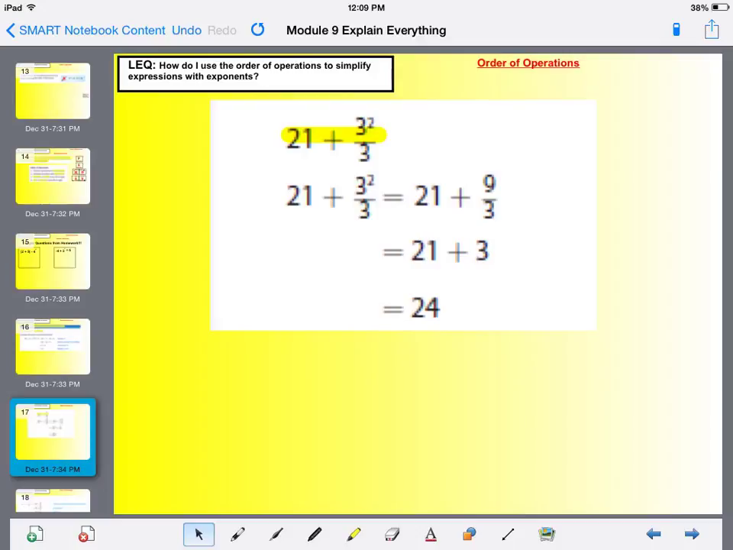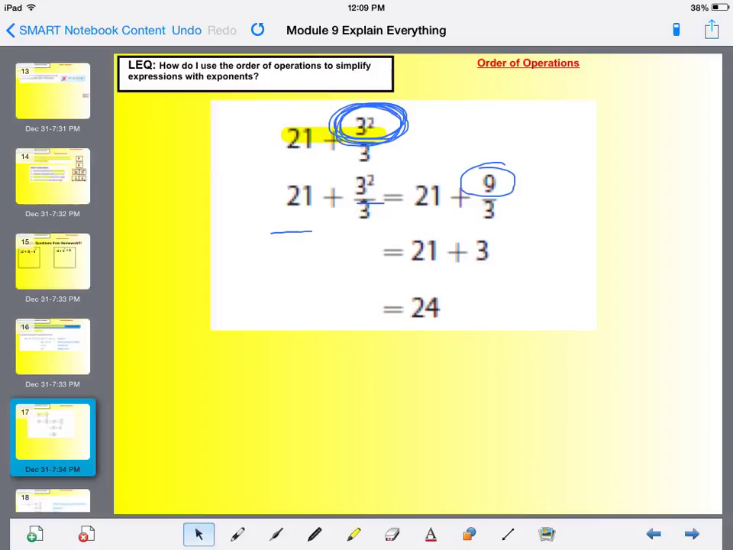In this example, we're given the numerical expression 21 plus 3 squared divided by 3. And so the only thing here that's being squared with the exponent is that numerator. So be careful with that. And so we have no parentheses. We go on to the exponent. So we rewrite the rest of the numerical expression. 21 plus 3 squared is the same as 3 times 3, which is 9, and then over 3.